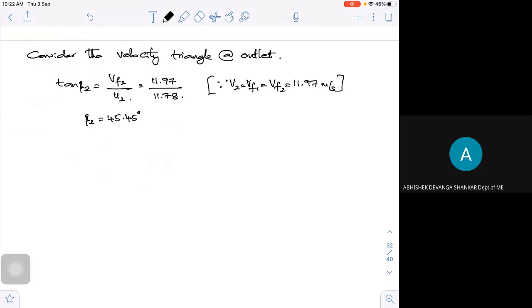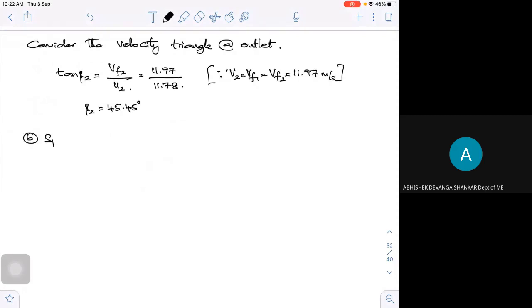Specific work. So what is the specific work actually? That is W by m dot is equal to Vw1 into U1 minus Vw2 into U2. In this problem they have clearly given Vw2 is equal to 0, and we are left with only Vw1 into U1. So this will be Vw1 into U1.